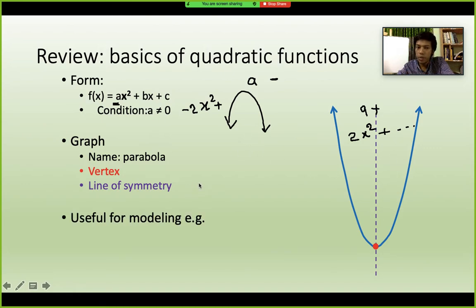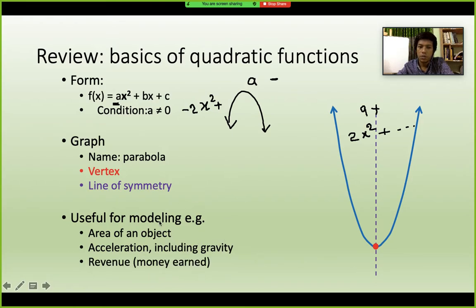And why do we use this quadratic function? To find out the area of an object, acceleration including gravity, revenue. We will discuss a couple of these in our application class, which is actually the next class. In the next class, we will discuss a couple of applications from here.